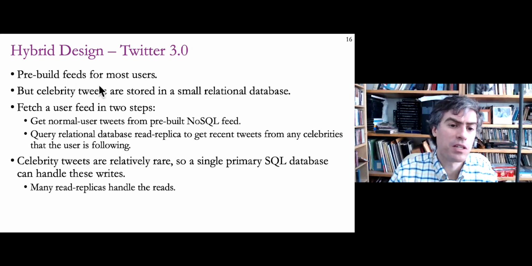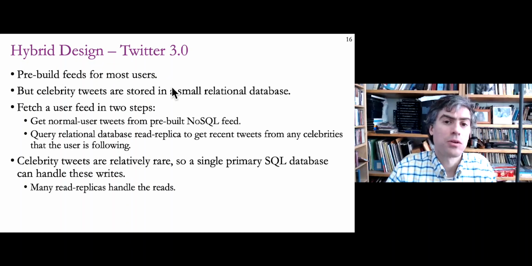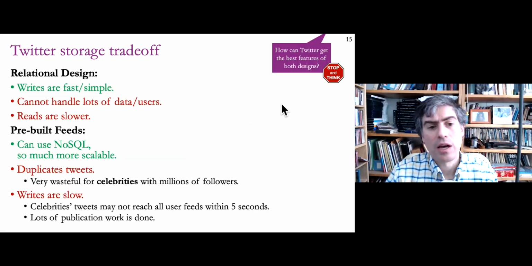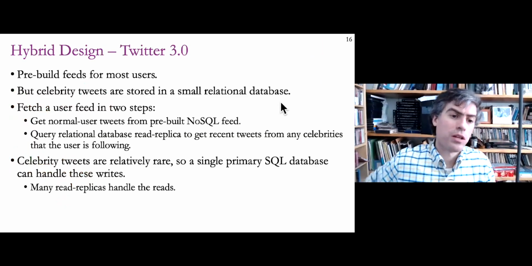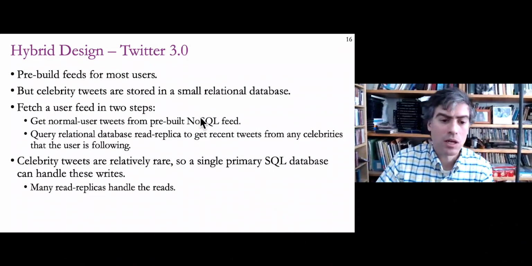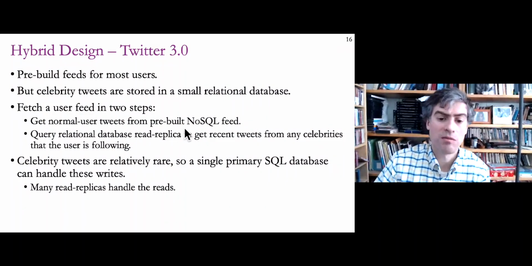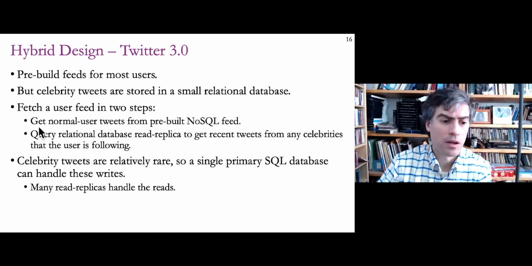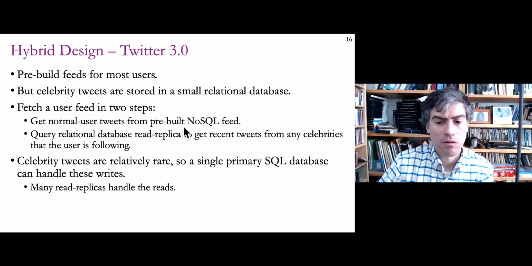So you have pre-built feeds for most users. My feed is actually going to be stored in two places. There's going to be a pre-built feed for the users who are not celebrities. But there also will be some tweets in a relational database from celebrities that should be included when I look at my feed. So building my feed involves two steps. First, I check the NoSQL database to get all the tweets that have been pre-built in that feed from the unpopular users, from the small-time users, right? So that will involve one check of the NoSQL database.